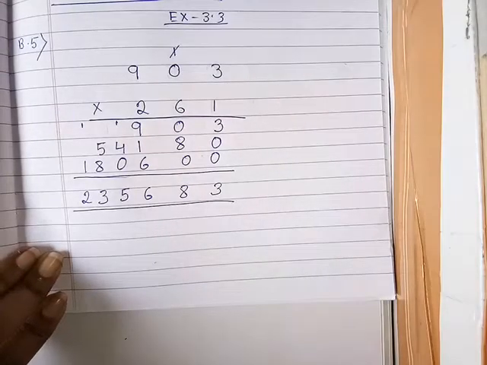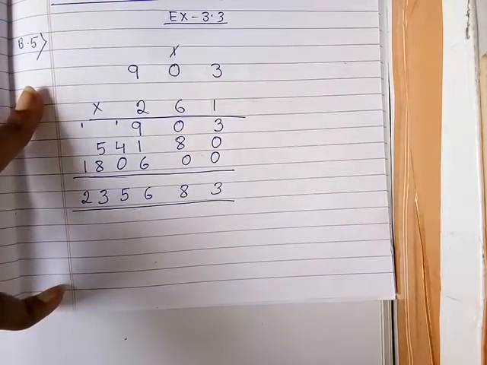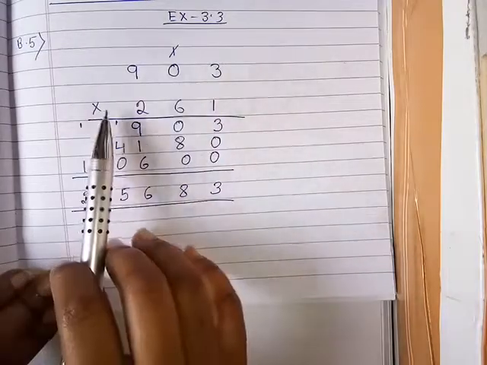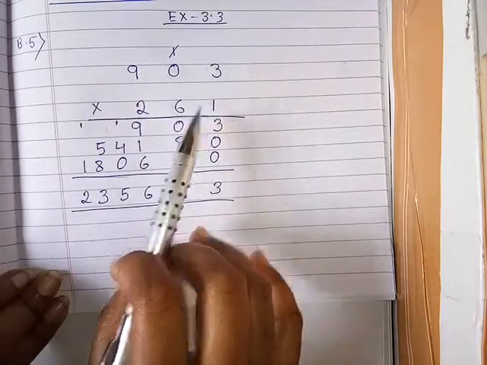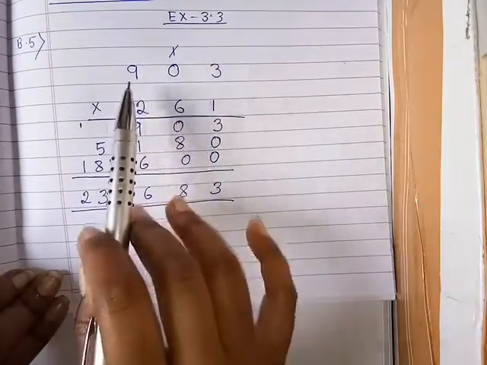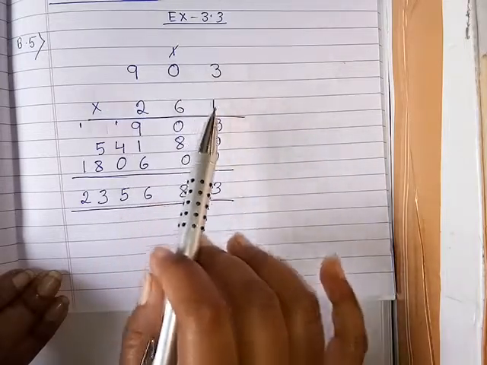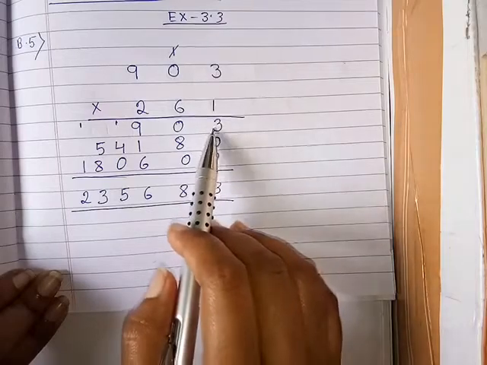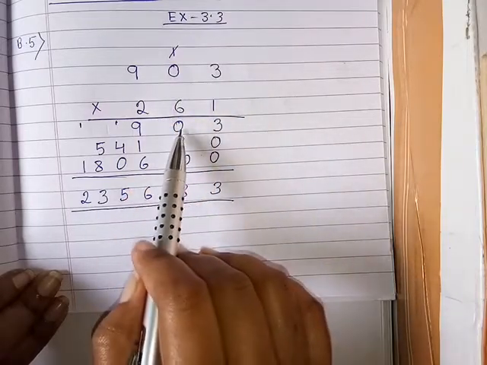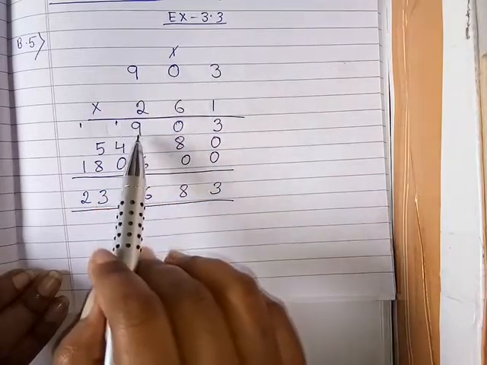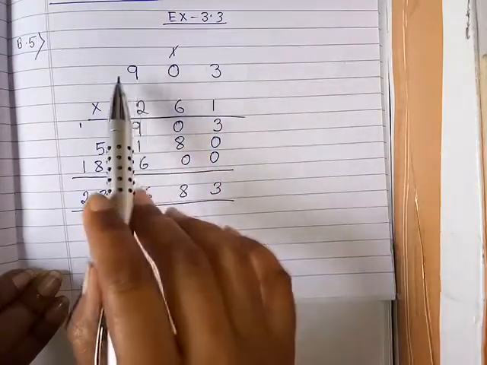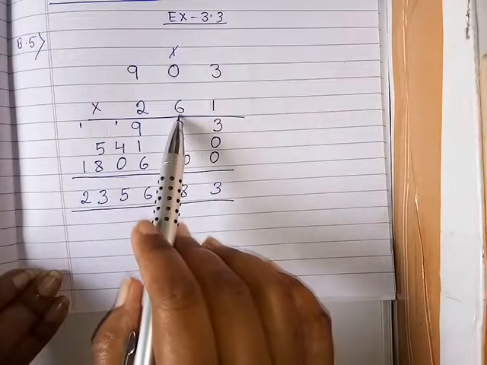Dear students, today I will continue exercise 3.3, sum number B, part 5. The question is 903 into 261. In the first step, we will multiply 903 into 1. 1 3s are 3, 1 0 is 0, 1 9s are 9. In the next step, first put a 0, then 903 into 6.